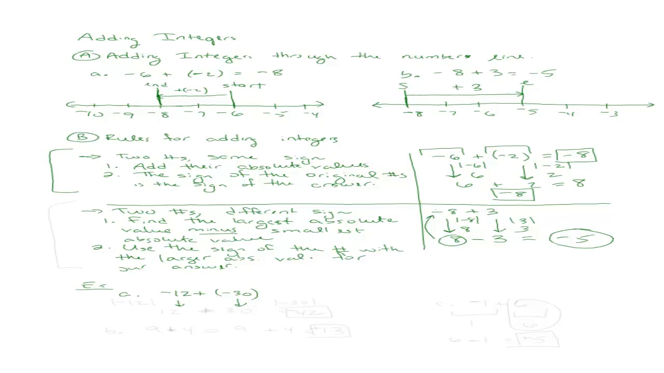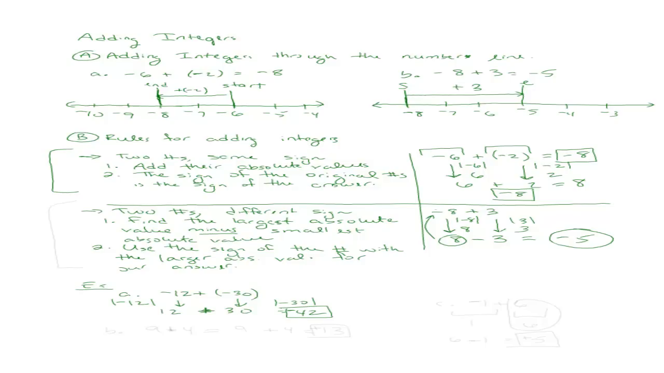So the absolute value of negative 12 is 12. The absolute value of negative 30 is 30. So we're going to add them together. When we add 12 and 30, we get 42. Then we are going to take the sign of both numbers to be the sign of our answer. Because both numbers were negative, our answer is going to be negative. We can think about it like money. If we owe $12 and then we owe an additional $30, we're going to owe a total of $42.